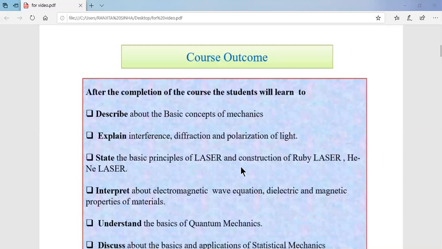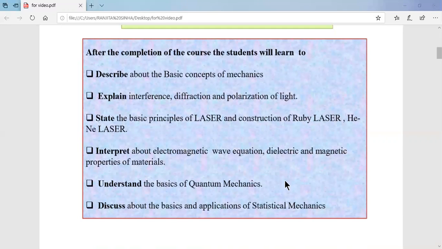They can interpret the electromagnetic wave equation, dielectric and magnetic properties of material. They can understand the basics of quantum mechanics. They can discuss the basics and applications of statistical mechanics.